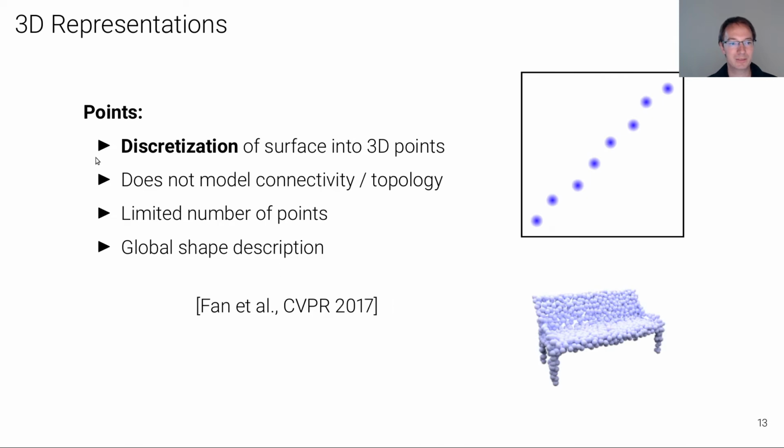Point sets are another representation that have been recently considered as output for neural networks. Point sets discretize the surface of the object into 3D points. They therefore do not model the connectivity or topology, and existing approaches are typically limited in terms of the number of points that they can process. Also, it's more difficult to encode local shape information, thus these point set generating networks typically require a global shape encoding as the context.